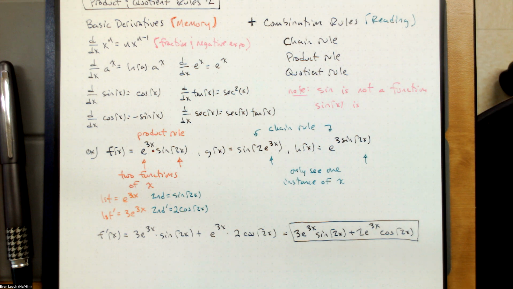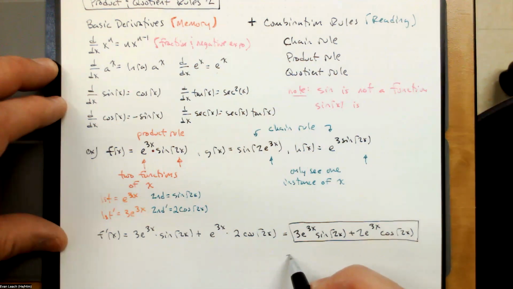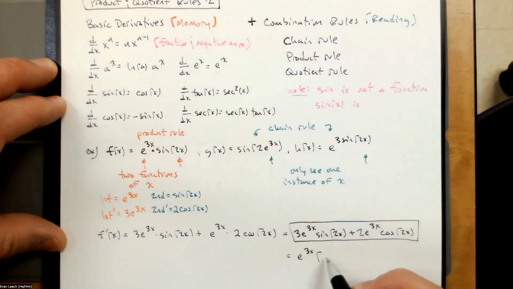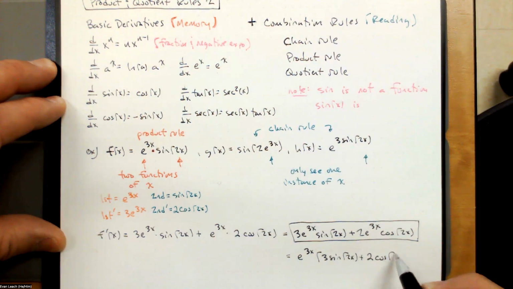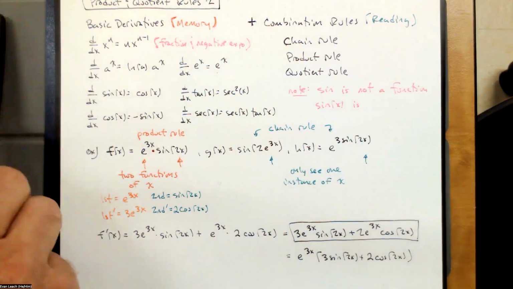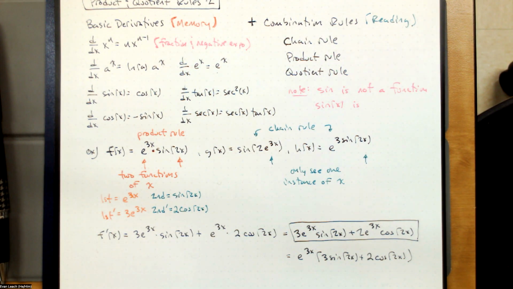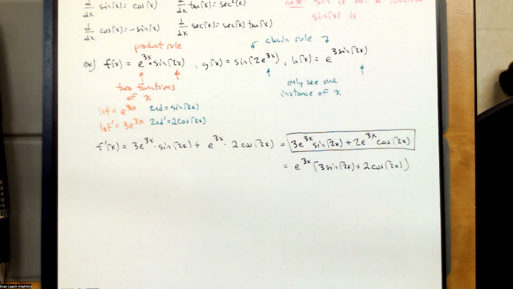Notice that both of these terms have an e to the 3x as a factor. A lot of times, when you go to check your answer on some resource like Wolfram Alpha, it will look for common factors like an e to the 3x and pull the e to the 3x out. So you might see this written as e to the 3x times 3 sine 2x plus 2 cosine of 2x. Sometimes you'll see, especially when computers are doing things, a common factor getting factored out.